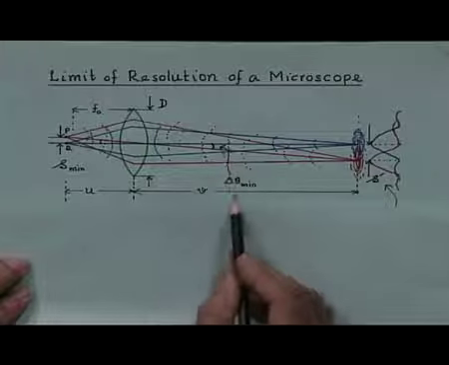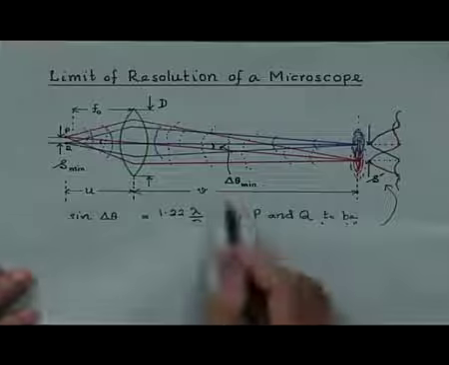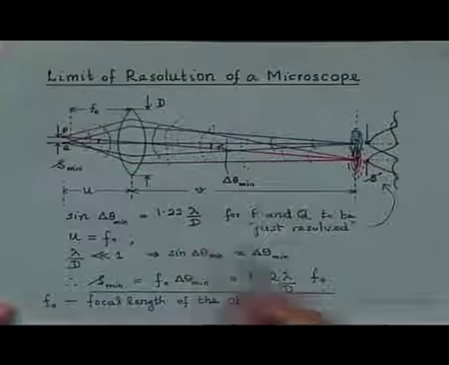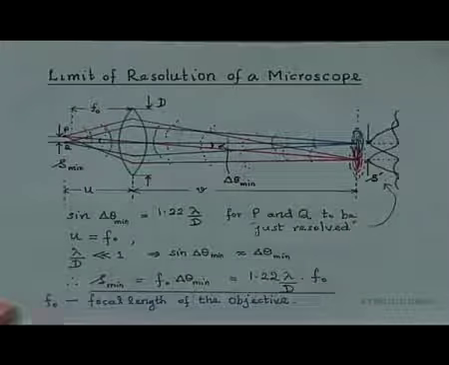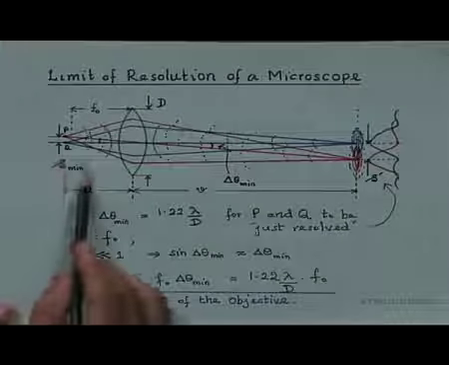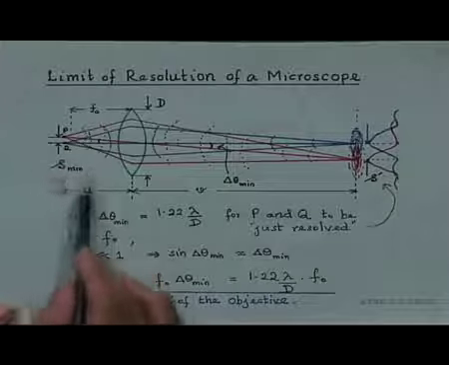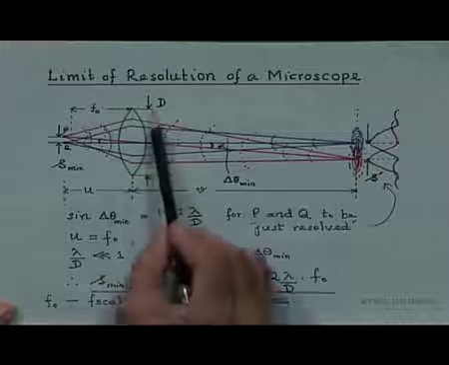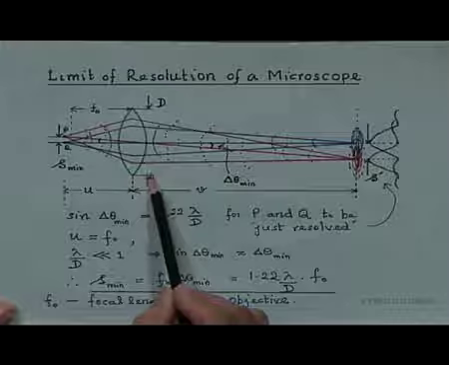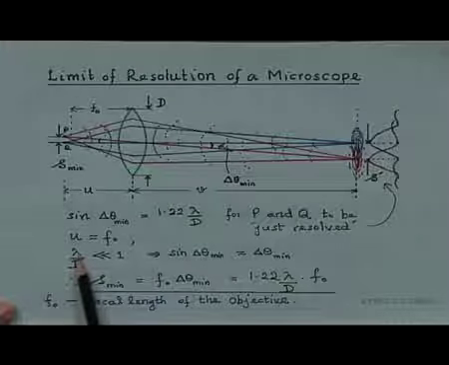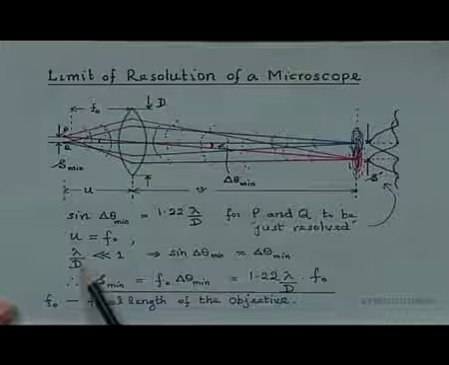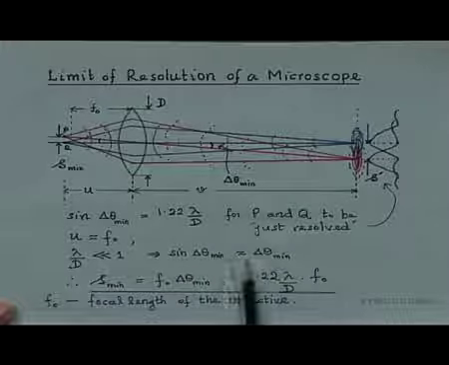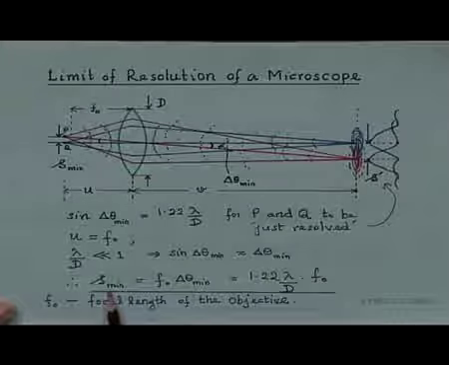The delta theta minimum is given by 1.22 lambda by d. Sin delta theta min is equal to 1.22 lambda by d for P and Q to be just resolved. The separation then is identified as the minimum resolvable separation. Since lambda by d is much less than 1, let us put some numbers. For example, this diameter may be about 1 centimeter, and lambda is less than 1 micrometer, which means this ratio is of the order of 10 to the power minus 4, which is much less than 1. Therefore, sin delta theta min can be equated to delta theta min.